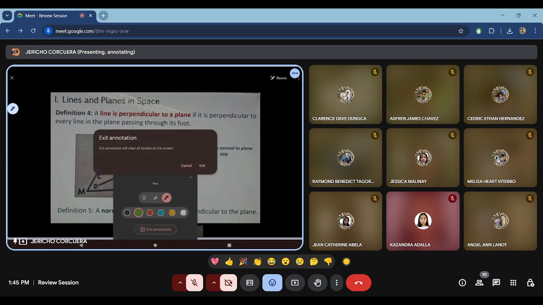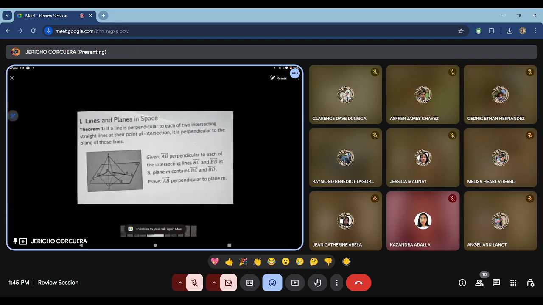Next. Ito na dito tayo sa theorems. Ito ang kailangan ng proving. Given that, okay, let's read first theorem 1. If a line is perpendicular to each of two intersecting straight lines at their point of intersection, it is perpendicular to the plane of those lines. Ayan, meron tayong proving dito.